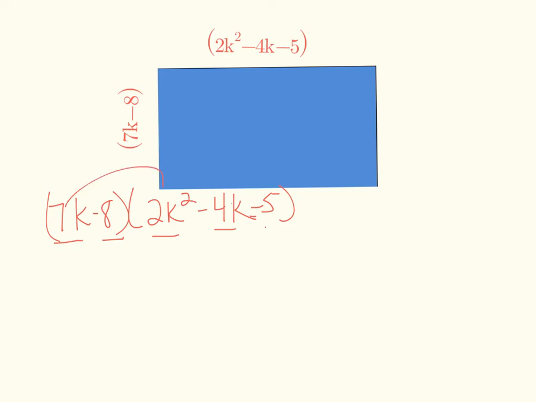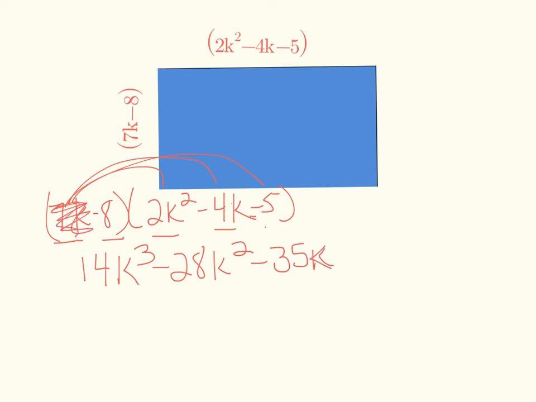So 7k times 2k squared is 14k to the third. 7k times a negative 4k is negative 28k squared. And then 7k times negative 5 is negative 35k. That got rid of my 7k. Now I need to take my negative 8 and distribute. So negative 8 times 2k squared is negative 16k squared. Negative 8 times negative 4k is a positive 32k. And then negative 8 times negative 5 is a positive 40.